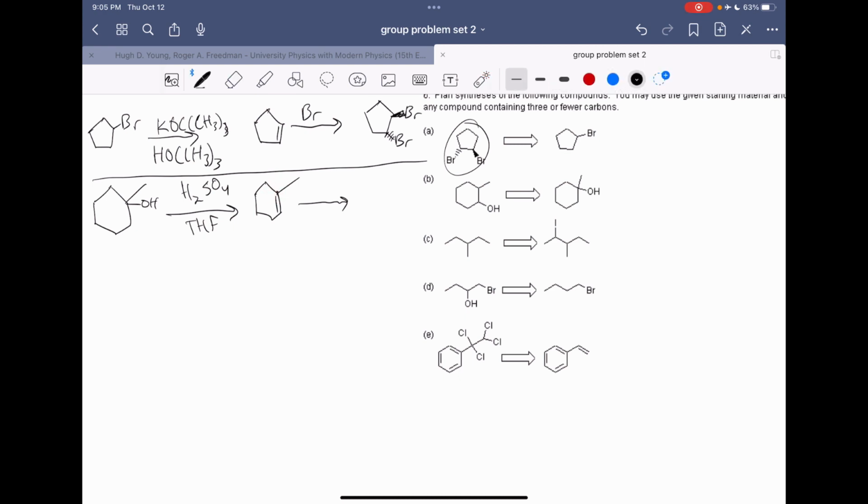But if we use hydroboration with the reagents BH3.THF and then this peroxide NaOH, if we do that, the OH will be on the less substituted carbon, so then we'll be left with the methyl group and then OH.